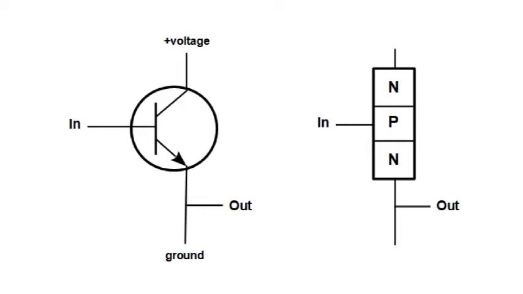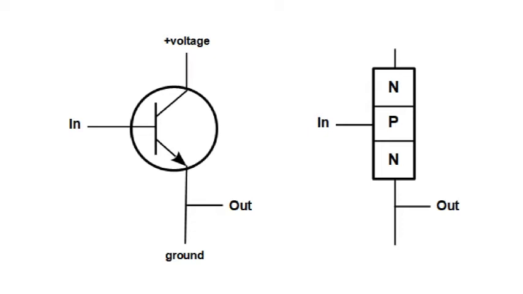In addition to functioning as a switch, another very important property of transistors is that they can be used to amplify a signal. A small input current can produce a higher output current. Transistors were a revolutionary invention.